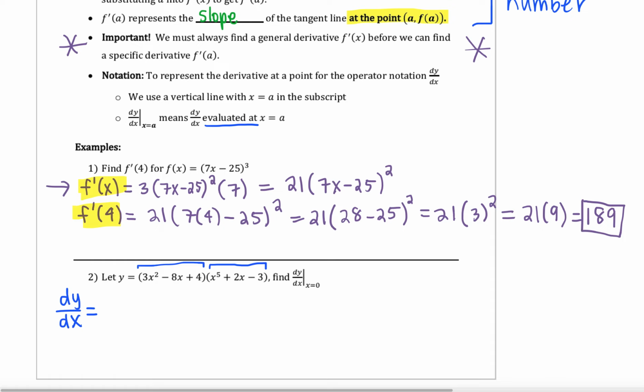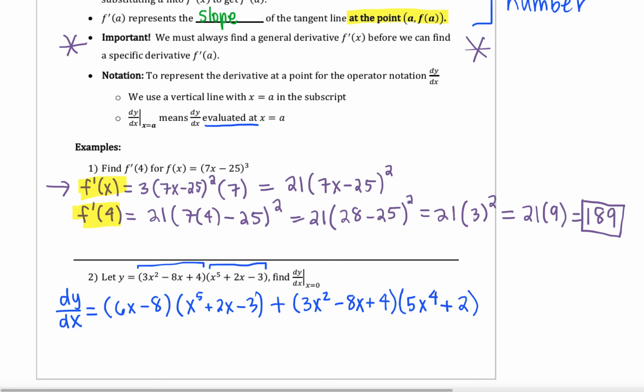Okay, using the product rule, let's check that derivative. So the product rule says I take the derivative of one function at a time while keeping the other function the same. So I'm going to start by taking the derivative of the quadratic, which would give us 6x minus 8, times, I'm now going to keep this x to the 5th function all the same, plus I now need to reverse which one I took the derivative of. So now I'm going to keep the first function the same, so 3x squared minus 8x plus 4, times I now get to differentiate the second function, which would give us 5x to the 4th plus 2. And that would represent our general derivative at any value x.